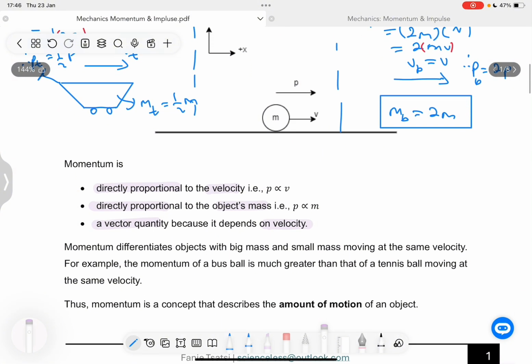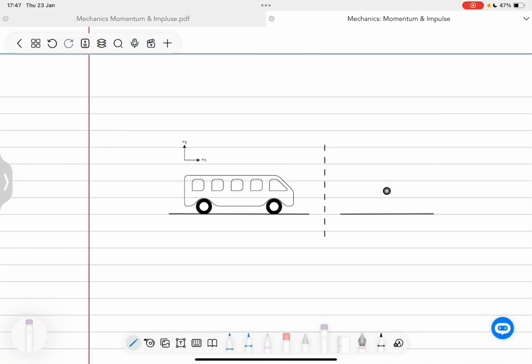At this stage, one may be interested in asking the question: why do we study momentum? Is momentum important? How does it help us to study momentum? Momentum is an important concept because it helps us to distinguish a big object and a small object that are moving with the same velocity.